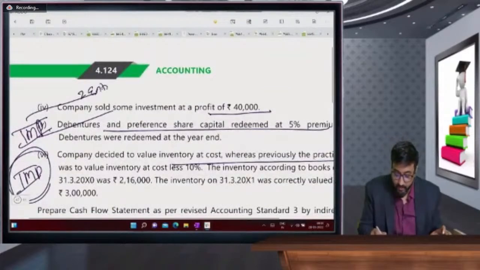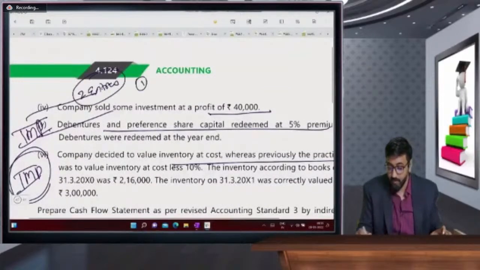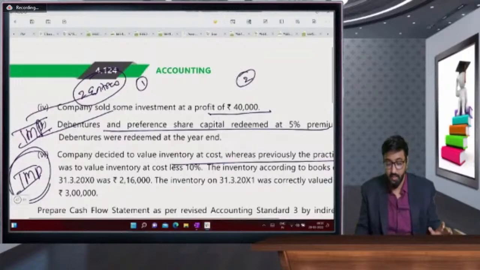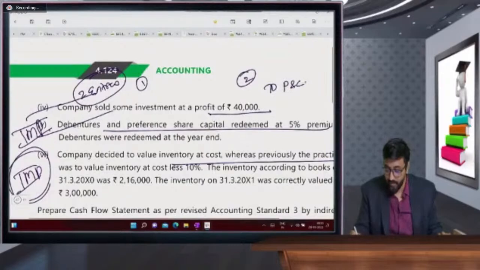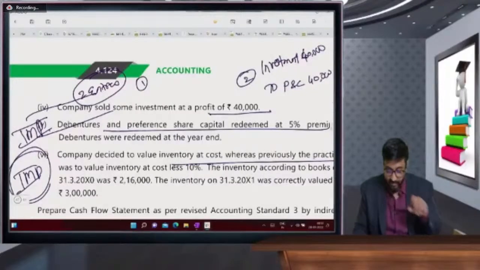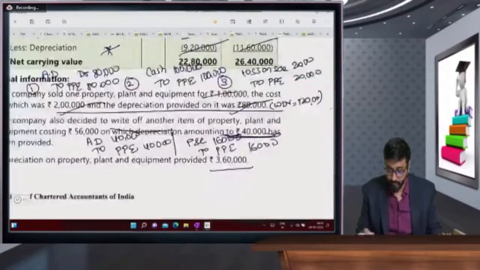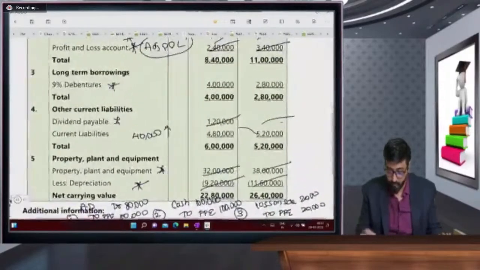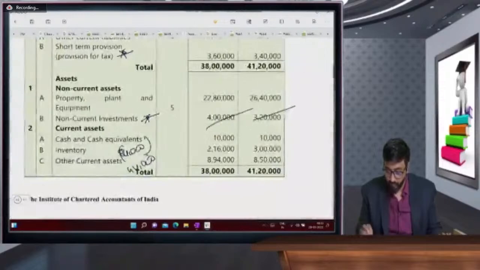Two entries. First is cash received and second one is profit or loss. To P&L 40, investment 40. Investment to P&L. Now investment 80,000.